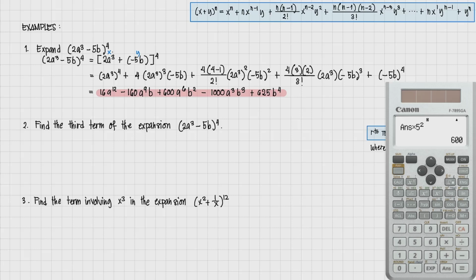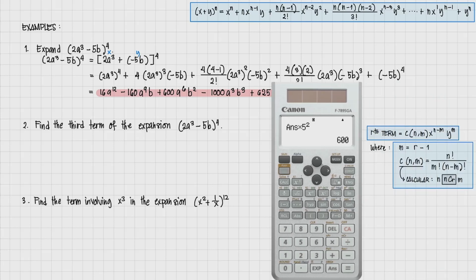Okay, so next example. We have example number 2. We are to find the third term in the expansion of quantity 2 times a raised to 3 minus 5 quantity raised to 4, which is the same as the first example. So basically, this is what we're supposed to solve for, yung third term natin. Okay, so from here, dun sa ating formula, which you can't see, so let me just move this para makita niyo. So ayan. So ito yung ating formula. So we're going to use this to solve example number 2.